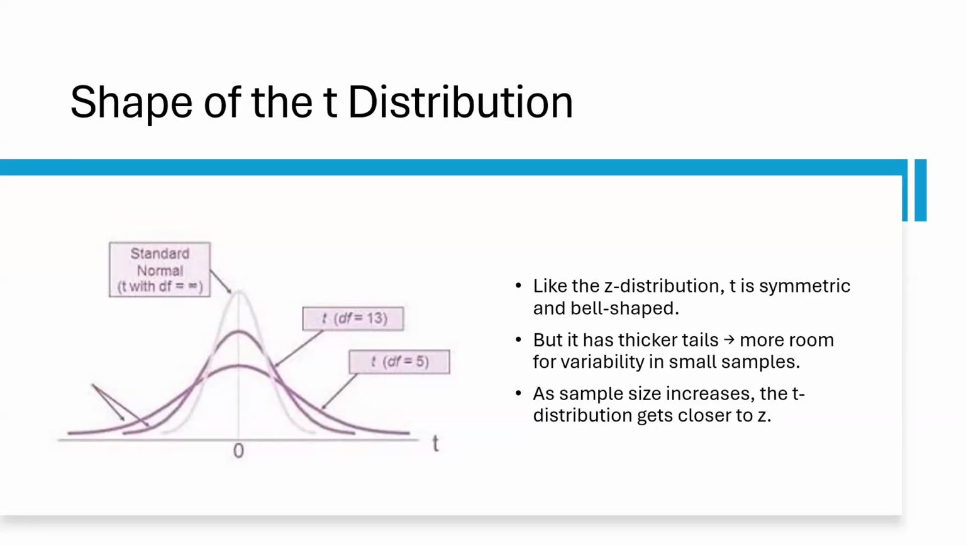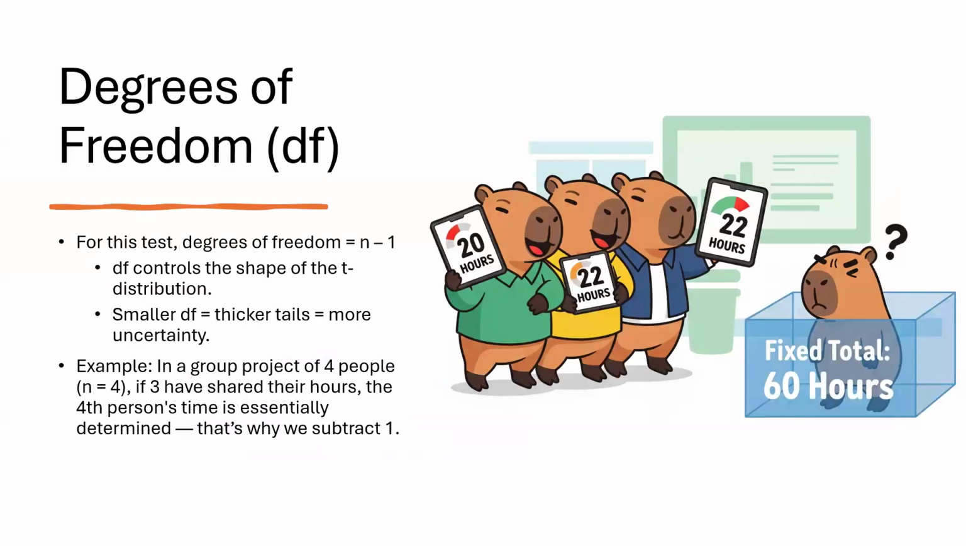The t-distribution is wider and flatter than the standard normal distribution. Why? Because small samples have more uncertainty. The t-distribution accounts for this by being more forgiving in its tails.